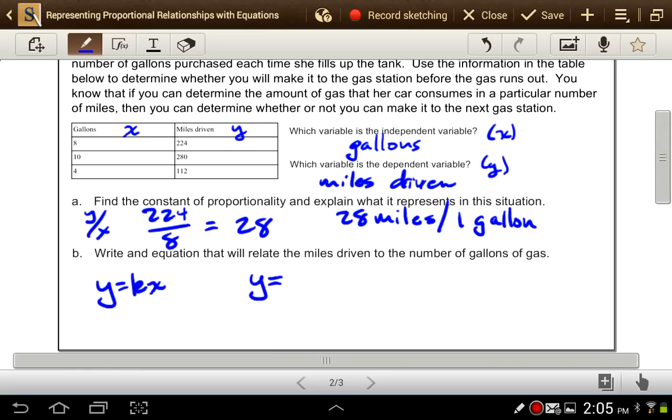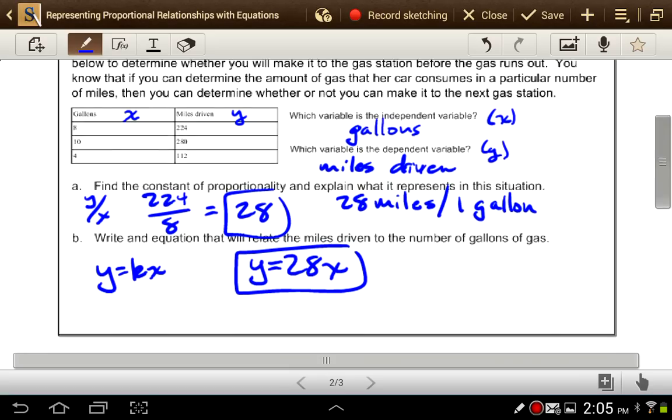Y equals 28x. There is my equation. And that's it. All right? Now I've got to move on to my next slide to finish answering these questions, so if you need to pause, go ahead. Otherwise, I'm going to slide down, and remember that equation. We're going to use it now for our next couple questions.